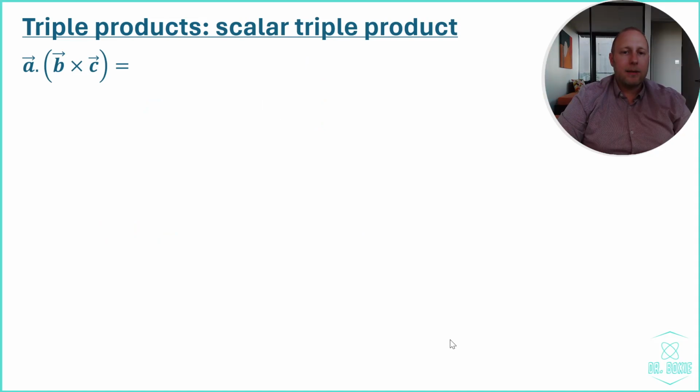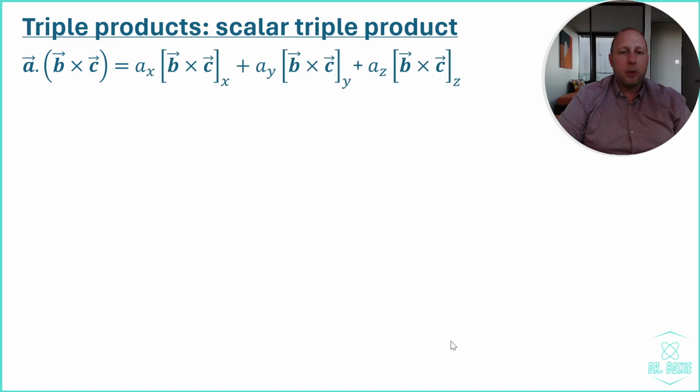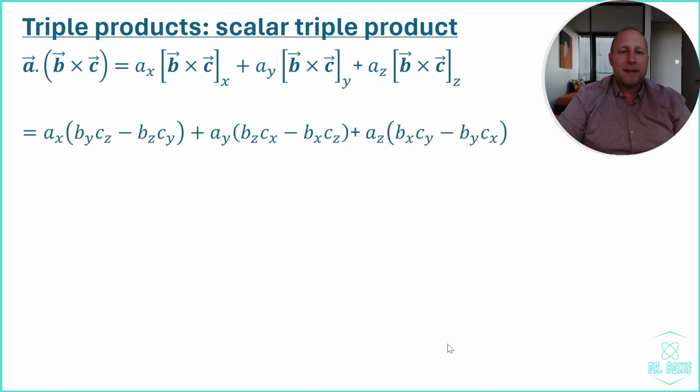In order to calculate the triple product a dot b cross c, we need to multiply the components of the two vectors and add them. So we get ax times the x component of b cross c plus ay times the y component of b cross c plus az times the z component of b cross c. Now the components of b cross c themselves can be calculated using the formula we saw on one of the previous slides, and we get this expression here. I leave it up to you as an exercise to show that this exact same expression can be gotten by working out this determinant.